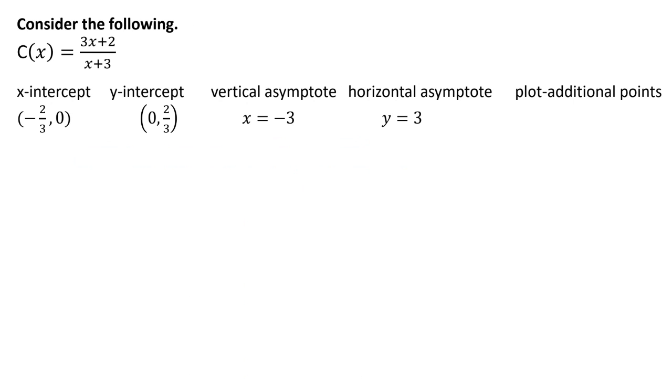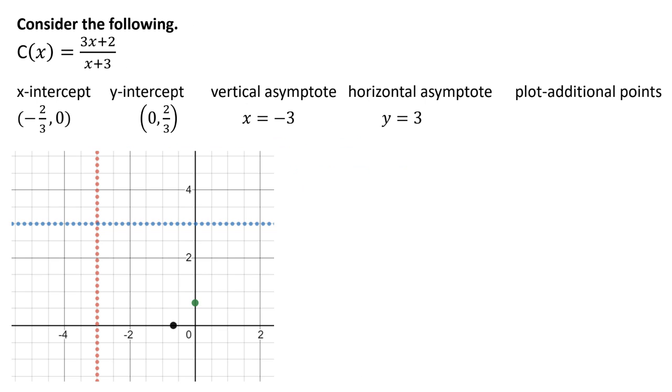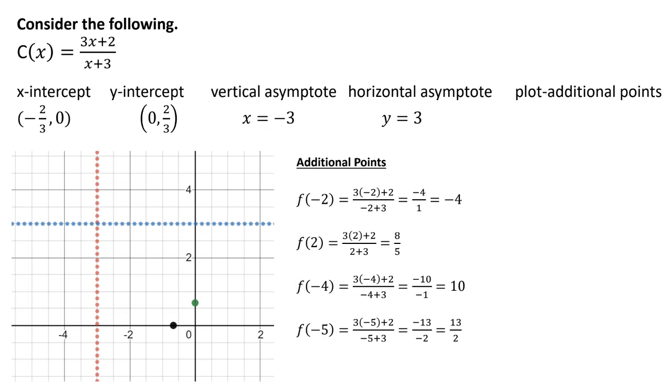All right, so let's go ahead and use some additional points to get a better idea of the graph. But first, let's start by graphing our vertical and horizontal asymptotes. And again, these are represented by these dashed lines. So again, I will pick values around my vertical asymptote. When x is equal to negative 2, we get a y value of negative 4. When x is equal to 2, we get a y value of 8/5. When x is equal to negative 4, we get a y value of 10. And when x is equal to negative 5, we get a value of 13/2.